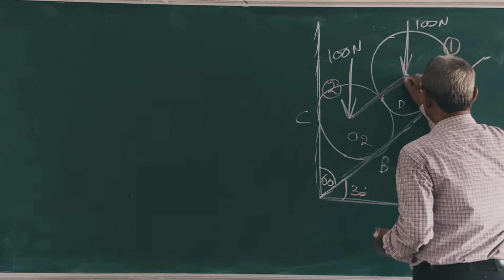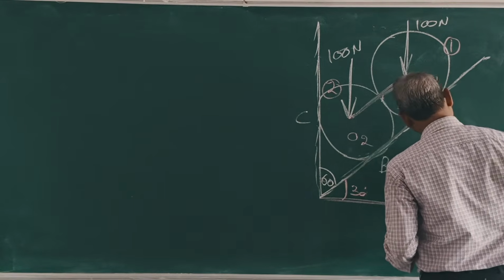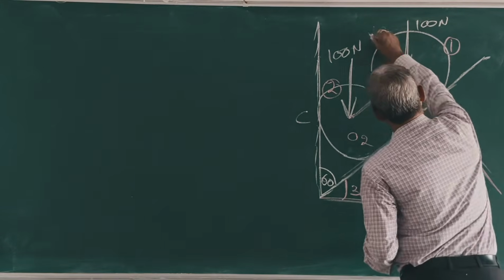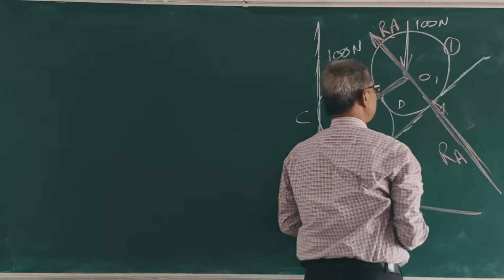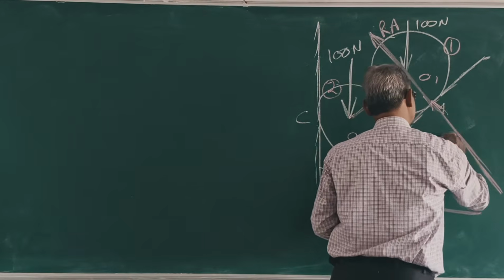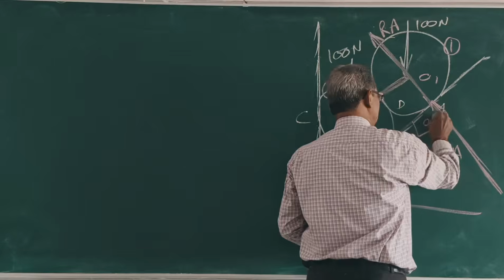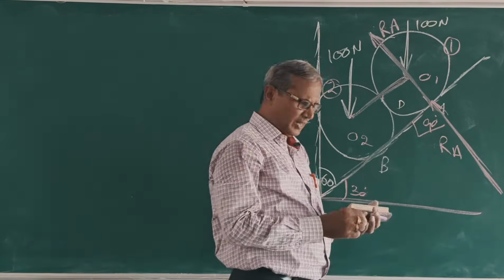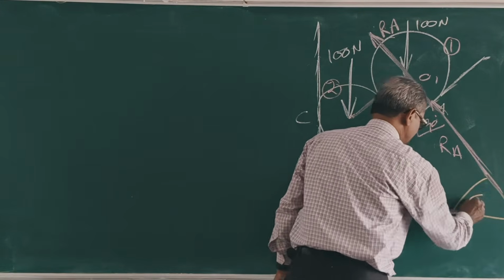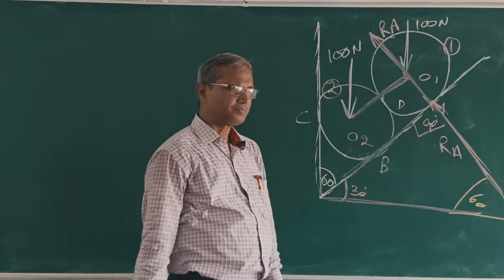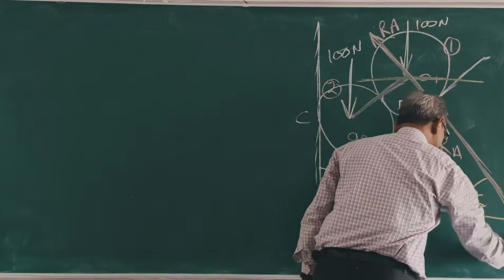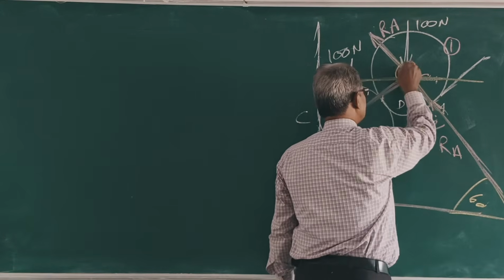Now, this is RA. What is this angle? 90 degrees. So this angle, 30, 60 degrees. This is parallel, this is the same line, parallel to each other. So what is this angle? 60 degrees.